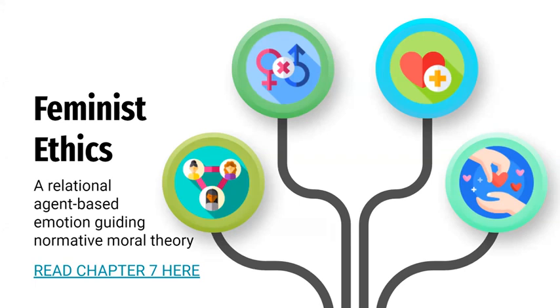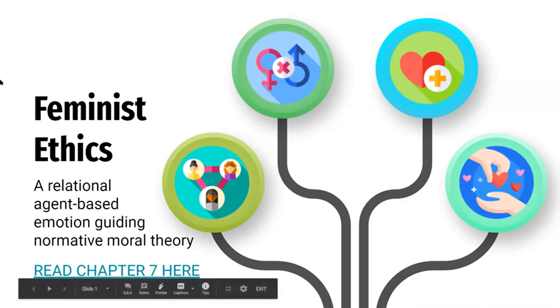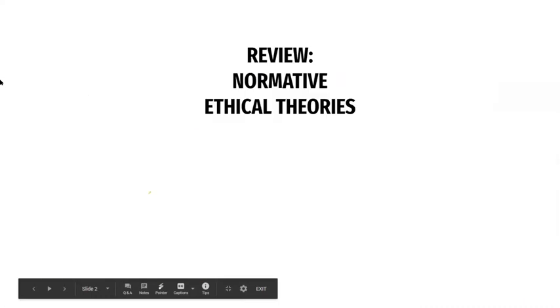This is the moral theory that has been very much developed in the last 100 or so years in particular. This is a relational, agent-based, emotion-guiding normative moral theory, so it has a lot of overlap with virtue theory. But it is certainly its own distinct approach to ethics and one that differs greatly from other normative theories that we'll discuss in our class. So there is a chapter for this, so please be sure to have a look at that before proceeding.